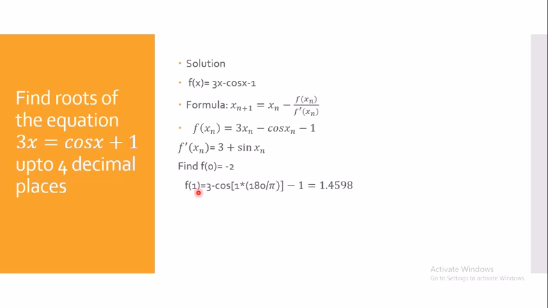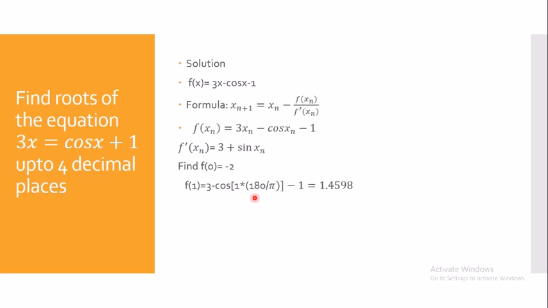When you see my next line, you will find that I gave f(1). Now f(1) is equal to 3 − cos(1 × 180/π). So why did I do this? Because this is in radians. Since we are using a trigonometric function over here, I have to convert it into degrees. That is why I multiplied 1 with 180 divided by π. So when I multiplied with 180 divided by π, I got the answer as 1.4598.